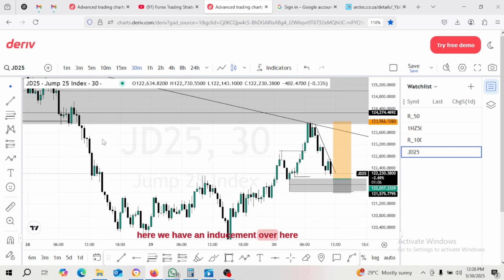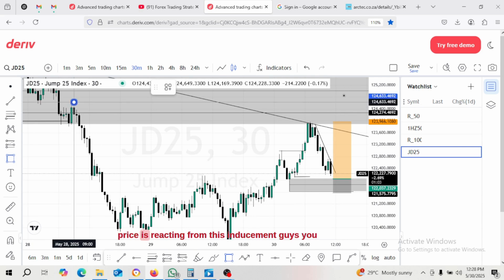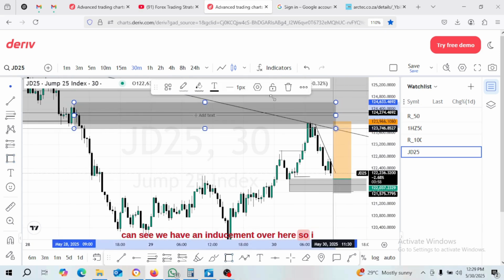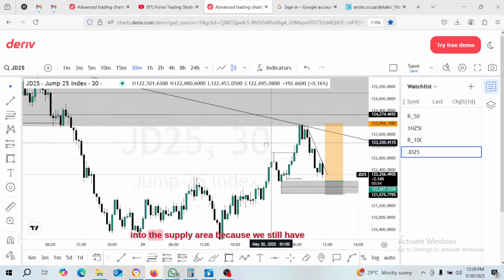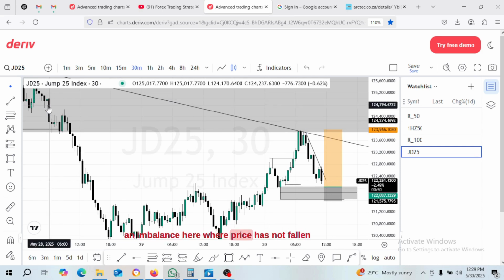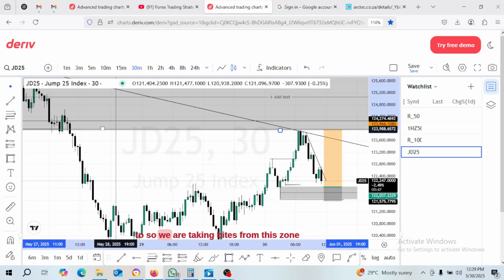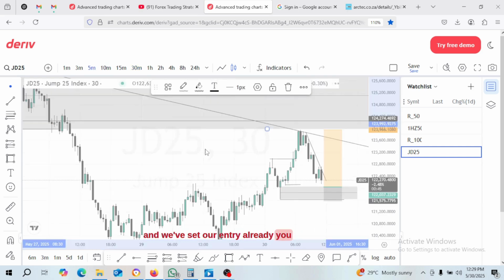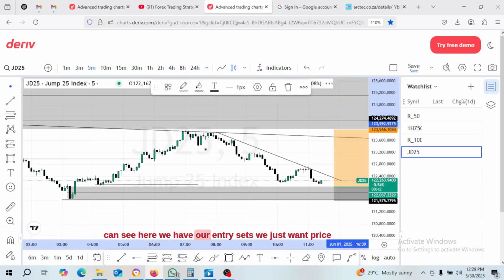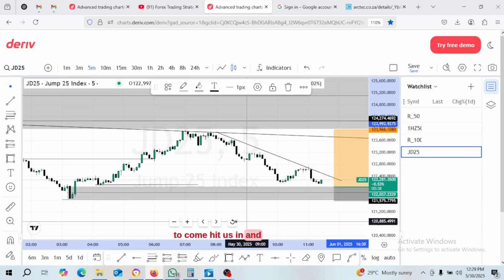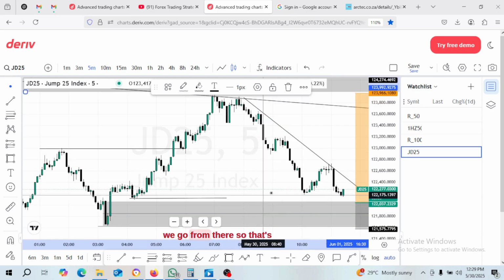We have an inducement over here. Price is reacting from this inducement, guys. So I still want price to go further into the supply area because we still have an imbalance here where price has not fallen to. So we are taking buys from this zone and we've set our entry already. You can see here we have our entry set. We just want price to come hit us in and we go from there.